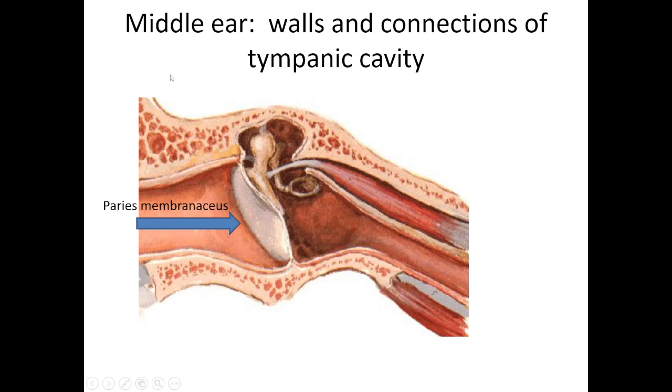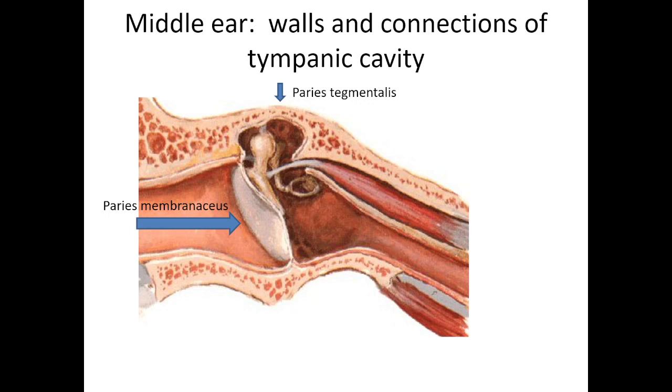So external ear is here. This is external acoustic meatus, meatus acusticus externus. And here it is paries membranaceus, lateral wall of the tympanic cavity. And what is this? Another wall, superiorly located, so we can say it is paries tegmentalis.